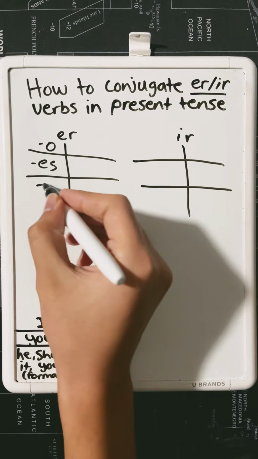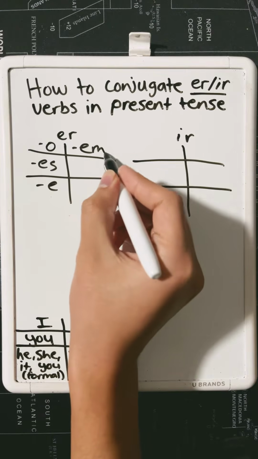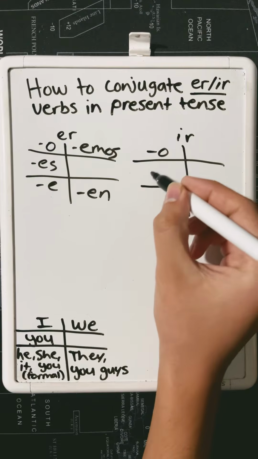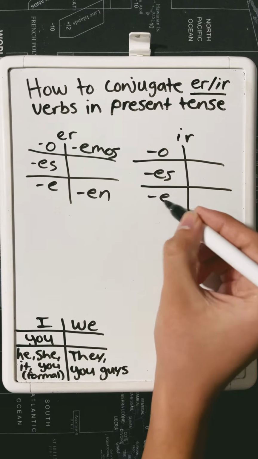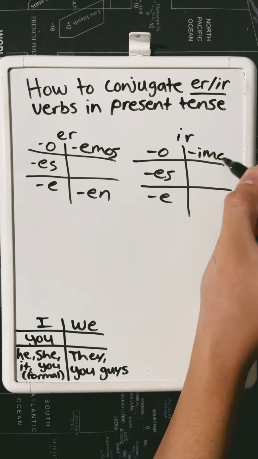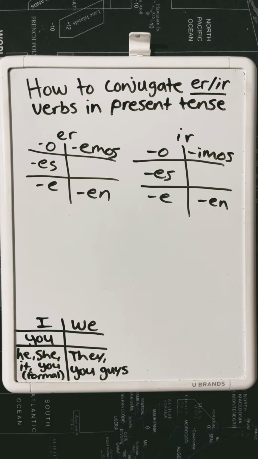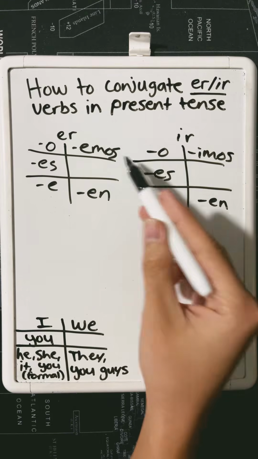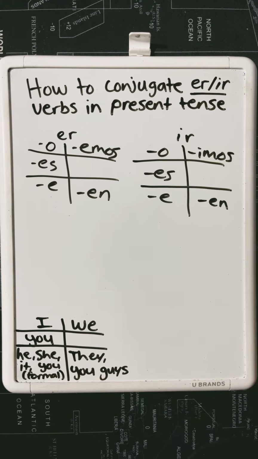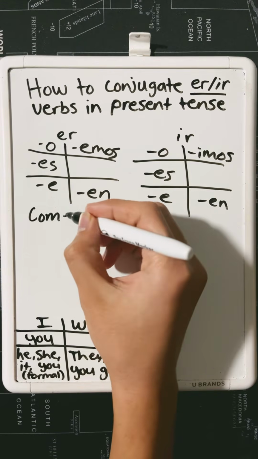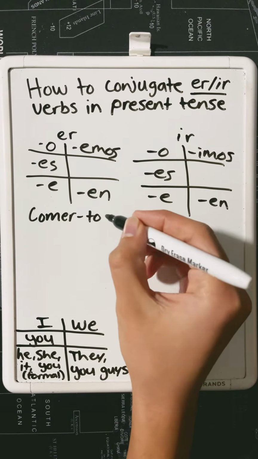So ER, we have o, as, a, emos, an, and IR has o, es, e, imos, en. And I've just included down here in the bottom left the translations, but you can see there in the we conjugation, that's the only difference. So lucky for us, this is the only instance where we have to write out two separate conjugation tables because in every other tense, ER and IR share the same exact endings.